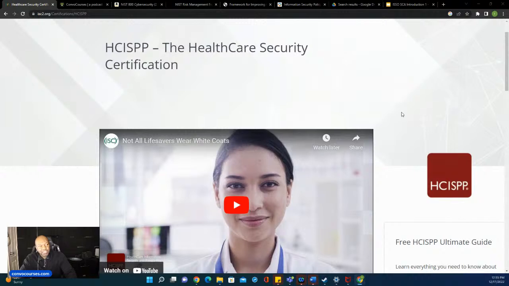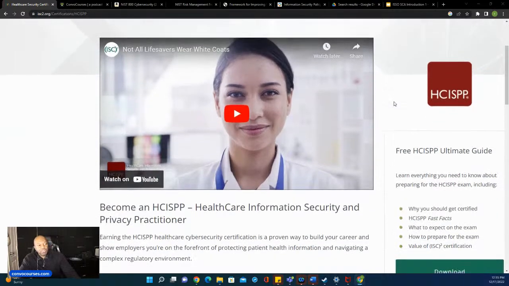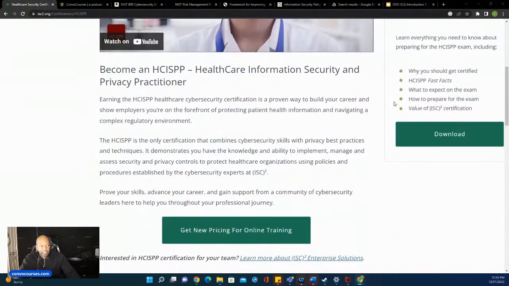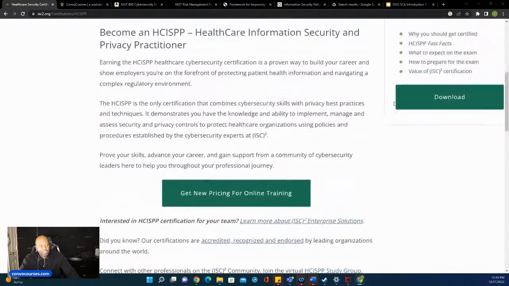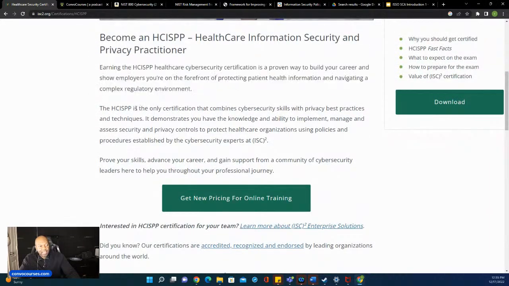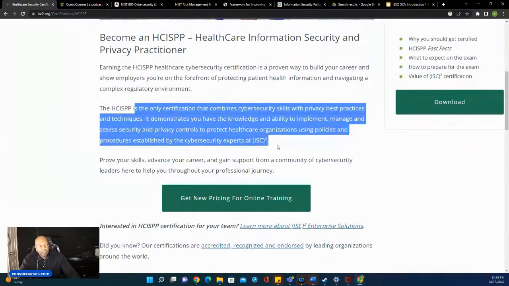It's called the HCISPP. If you happen to be a nurse, or in the healthcare industry, you should build to this. If it was me, I would make this my goal. I would do whatever it took to get to this one, because this one is going to pay you pretty good money. It is a cybersecurity certification that's specific to healthcare professionals.